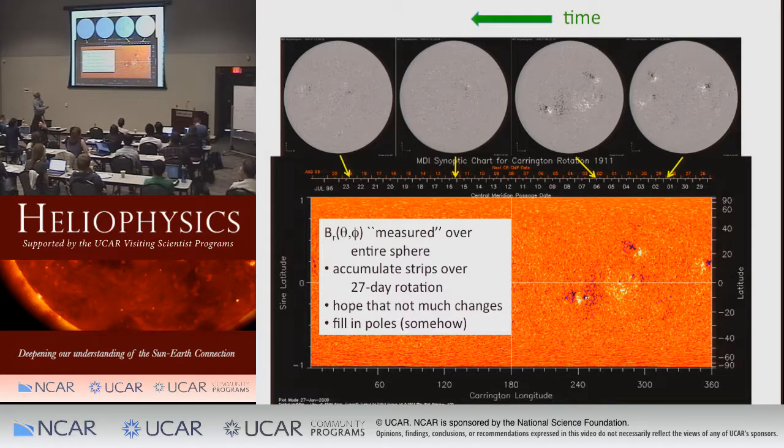Actually, time is going backwards here, so I wait a few days, and I get the magnetic field here, I get the magnetic field here. I build up a map of the magnetic field. However, I must be assuming that this magnetic field is not varying very rapidly, because it takes me 27 days to build up a map, and I'm measuring only a bit at a time as I unroll this. Okay, but once I have that, I have my Neumann conditions, and I can apply them.